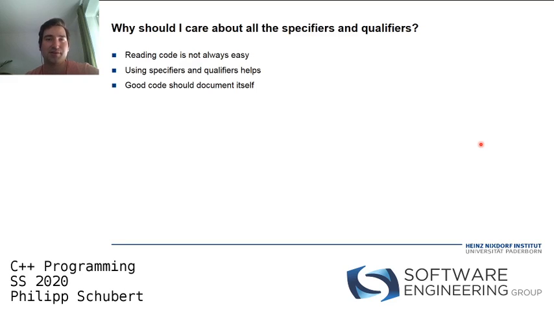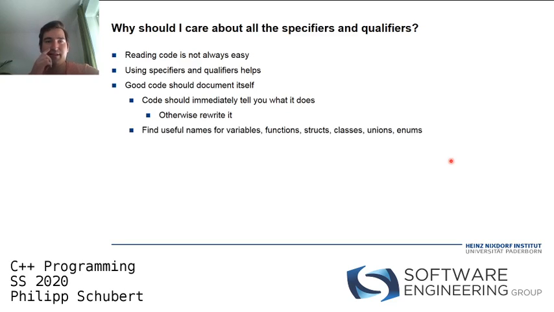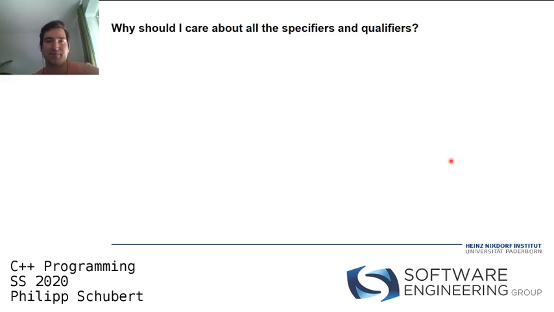So good code should always document itself. So if you read some code, you should more or less immediately know what it does. If that's not the case, you should maybe think of rewriting your code such that you know what it does just by looking at it. So that also includes finding useful names for variables, functions, structs, classes, all the good stuff. So find useful names for identifiers.